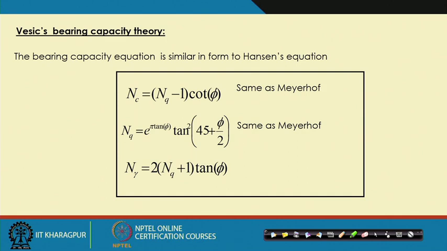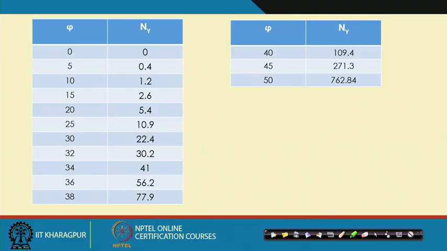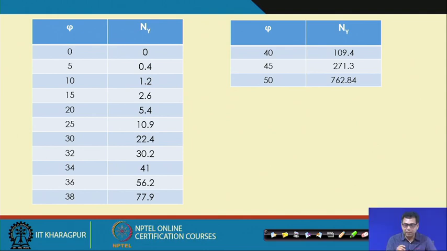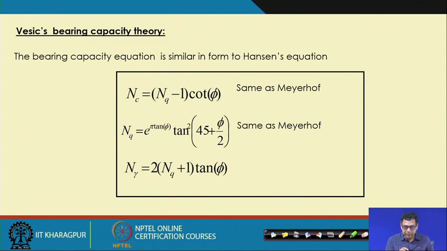The NC, NQ are the same as Meyerhof's recommendation, which is also similar to Hansen's equation, but the N gamma expression is different as compared to the Meyerhof theory and the Hansen's theory. That is why the table is given only for N gamma, because the NC and NQ values we can get from the Meyerhof table. This bearing capacity equation is similar, only the N gamma value is big.